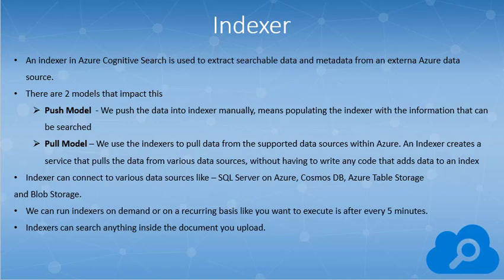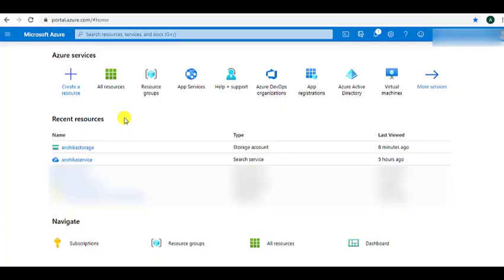Now, let's go to the portal and see how to create an index and an indexer, and learn how to search the data from the documents. I have logged into the Azure portal. In the previous sessions, we created a storage account with the name Anshika Storage, and also a search service with the name Anshika Service. Now, we need to create an index, so we need to go to the Anshika Service.